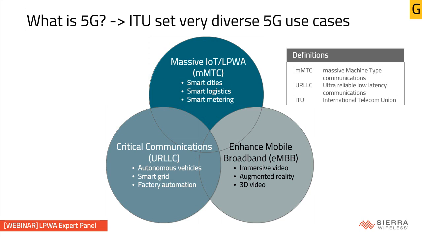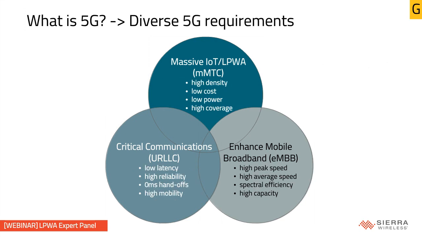So unsurprisingly, with such a diverse set of use cases comes a very diverse set of underlying requirements. And if you look at these requirements, you can see that some of them are in polar opposition, where you've got LPWAs needing lower cost and really don't need high data. You've got enhanced mobile broadband, which wants really, really high data rates. So it makes it very difficult to design one technology that fits all of these use cases.